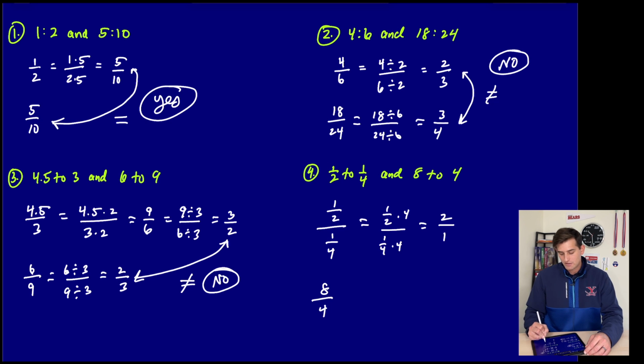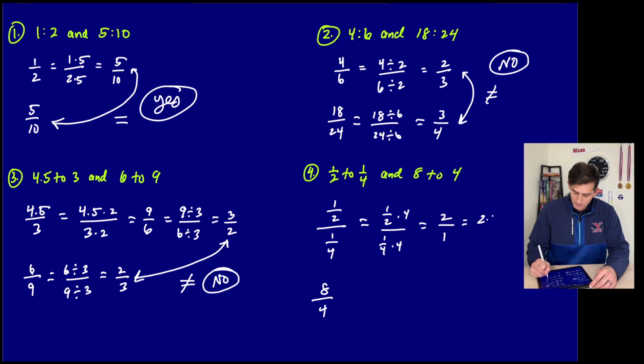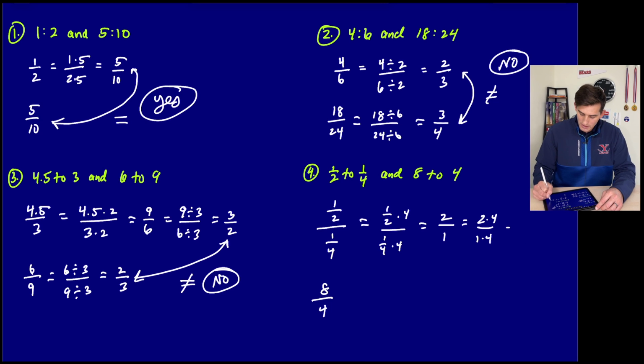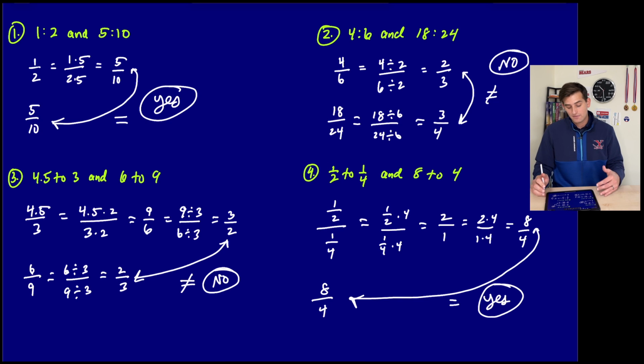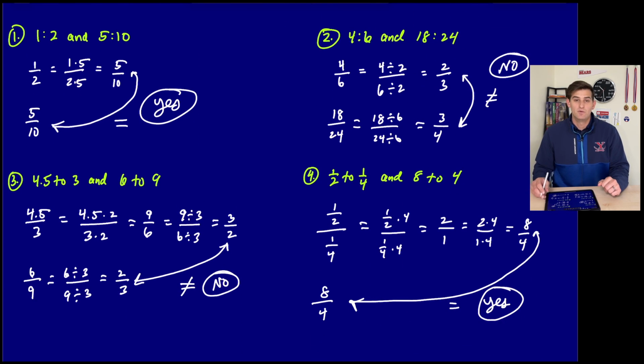Now, can I make 2/1 be the same as 8/4? Well, I could if I did 2 times 4 and 1 times 4. So this would be 8 over 4. Now we look at our two fractions, or our two ratios, and we would say they're equal to each other. So we could say yes, 1/2 to 1/4, and 8 to 4 are proportional. They form a proportion. Okay, so that's how we can determine whether ratios form a proportion.